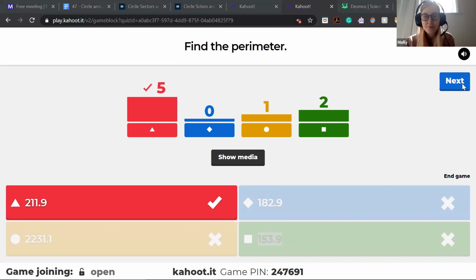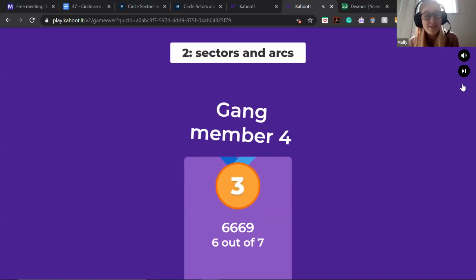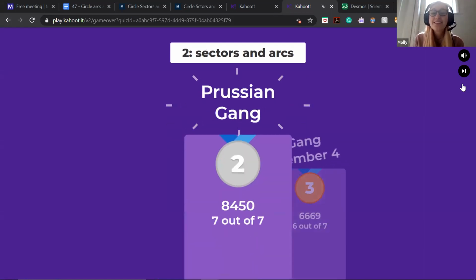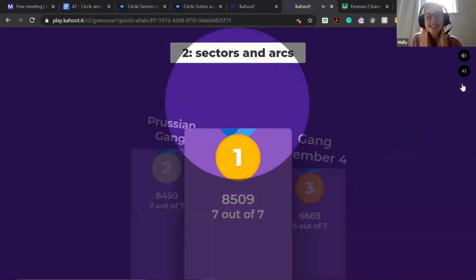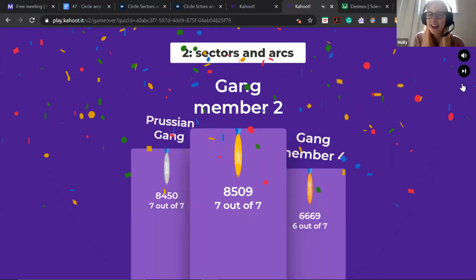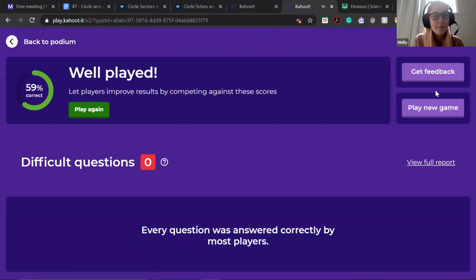But yeah, perfect. Okay, let's first of all see the podium with all of our Prussian gang members. So gang member 4 in third with 6 out of 7. Top 2 got 7, so Prussian gang. And then in first place is gang member 2. So congratulations. Unfortunately, rival gang didn't quite make it there. The percentage was actually lower there, but I think that was because some people at the beginning weren't answering the questions. I actually think overall the percentage was higher. So well done. And look here, every question was answered correctly by most players. So that's fantastic.